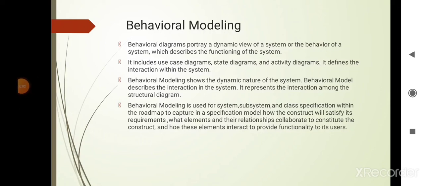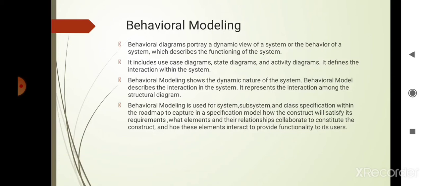Hello students, today we will see the next modeling, which is behavior modeling. Behavior modeling shows the interaction between objects to produce some particular system behaviors that is specified as a use case. The behavioral model indicates how software will respond to the external event or the stimuli, and the behavior models are models for the dynamic behavior of the system as it is executing. This portrays dynamic views of the system, or the behavior of the system, which describes the functionality of the system.